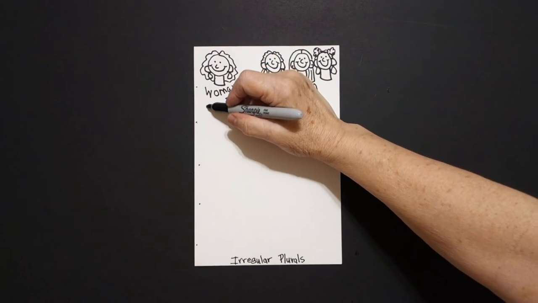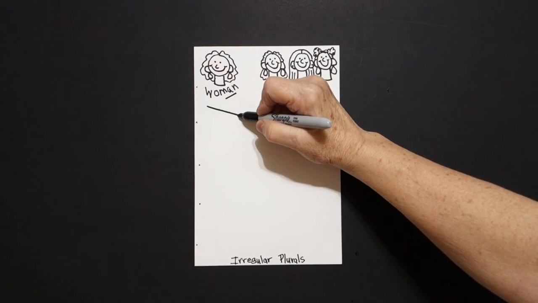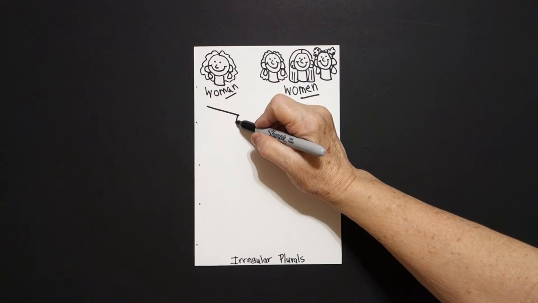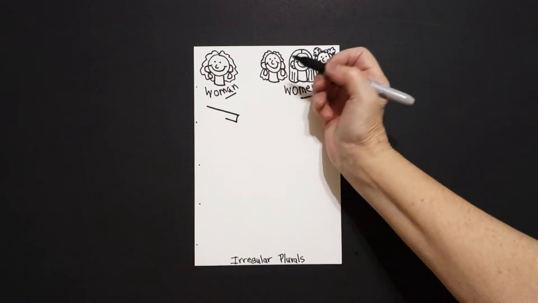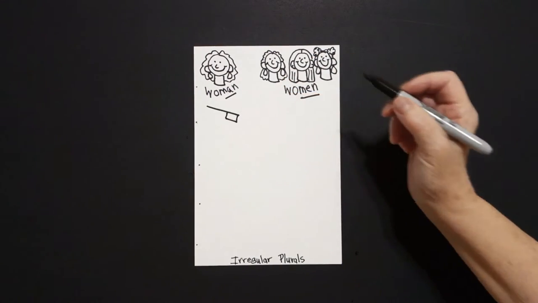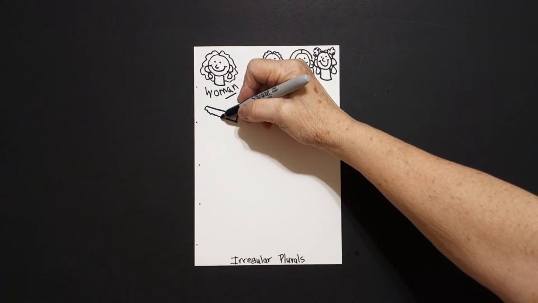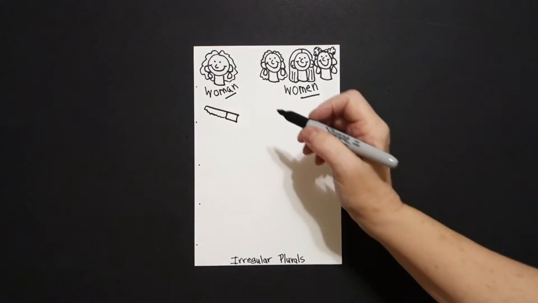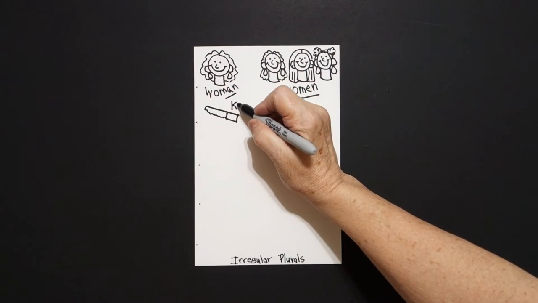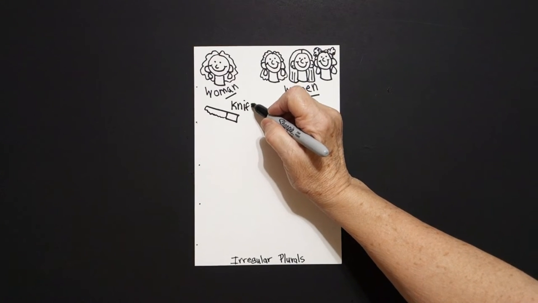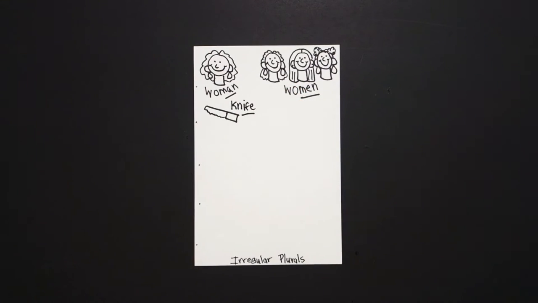Another example. Straight line out, little straight line up, straight line connect. Come to this end and just draw a wavy, wavy, wavy line, connect. This is a knife. Look at the ending, knife.